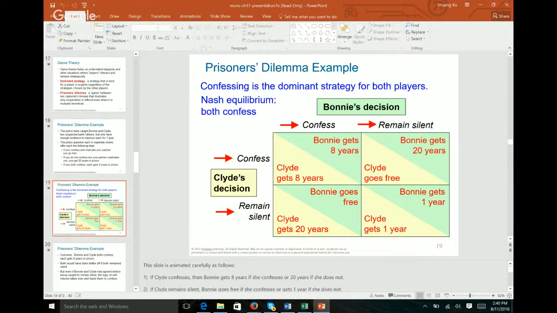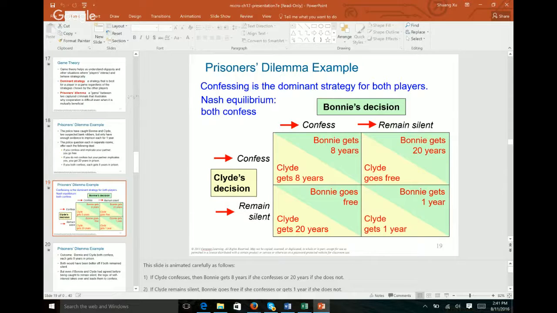Let's suppose that Bonnie knows Clyde very well, and Bonnie knows that Clyde will always stay silent. What should Bonnie do? If Clyde always remains silent, and Bonnie also remains silent, she gets 1 year. But if Bonnie confesses, she goes free, no years. So for her, if Clyde remains silent, Bonnie should confess. Now, let's do the other way.